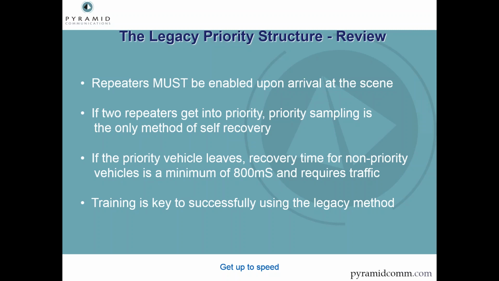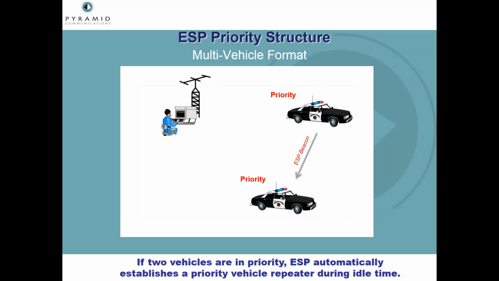There are some fail-safes in there, like the multi-vehicle priority structuring, which is the priority sampling, rather, to recover from that, but it's not something you rely on a daily basis. If a priority vehicle leaves the scene, it takes about 800 milliseconds of traffic, or AKA a condition to repeat, for the non-priority unit to bring itself back into priority. So that's something to know. And really, training is very key to using the legacy method. And you're kind of going to see why in the next couple of slides here.